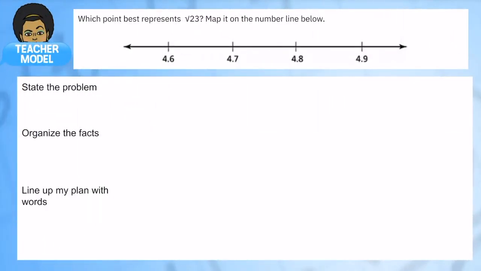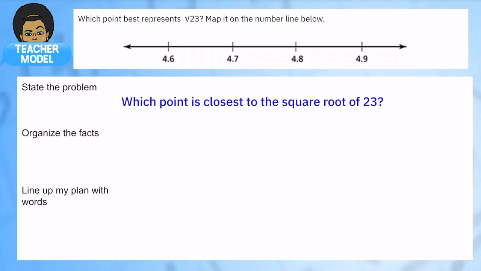Let's jump into a new problem with radicals. In this one, it says which point best represents the square root of 23? Map it on the number line below. So what are they really asking? They just want to know which point is closest to the square root of 23. Of those numbers there from 4 and 6 tenths to 4 and 9 tenths, which would be the closest to the square root of 23.